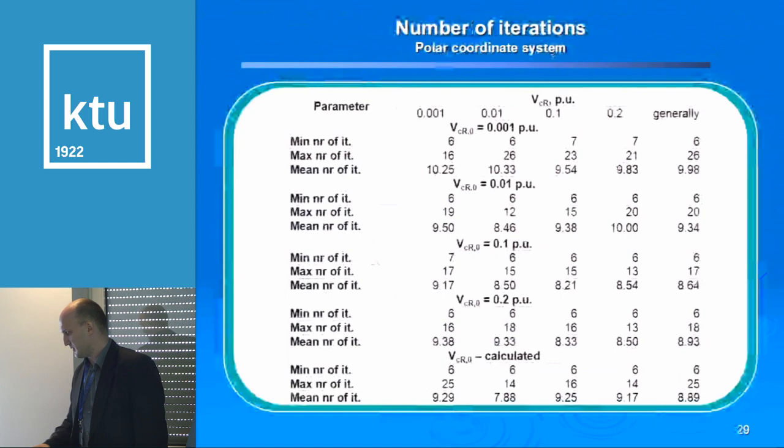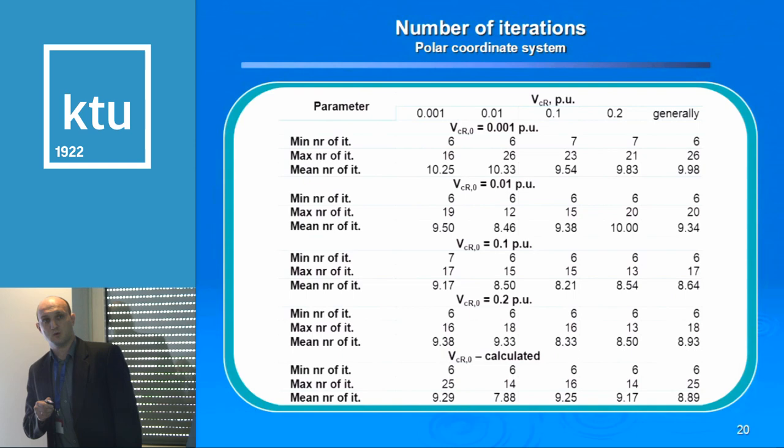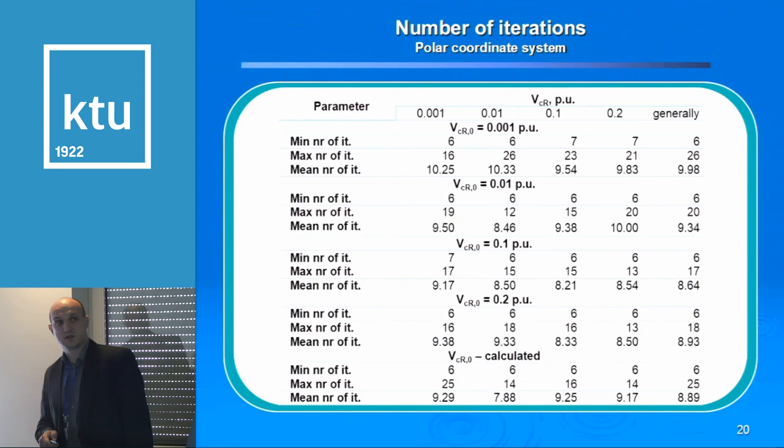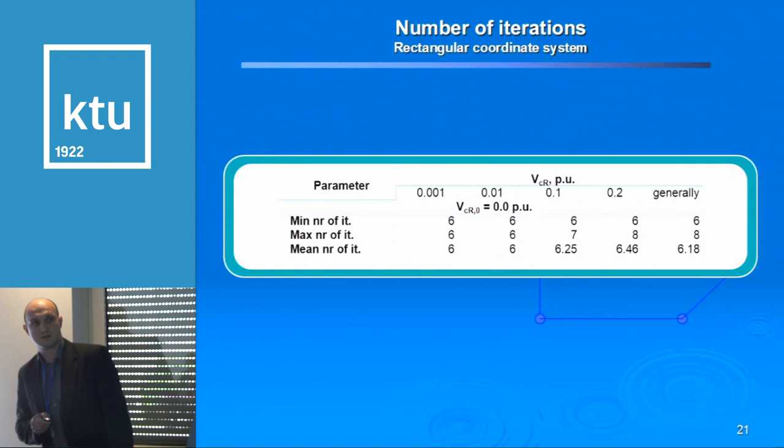So here I have results, and we can see that with the polar coordinate system, usually we need around 15 or 20 iterations, and it doesn't depend on the starting point. We can see that when VCR is calculated, the situation is sometimes worse than when VCR is set as 0.2. When we use the rectangular coordinate system, every time we have practically 6 iterations.